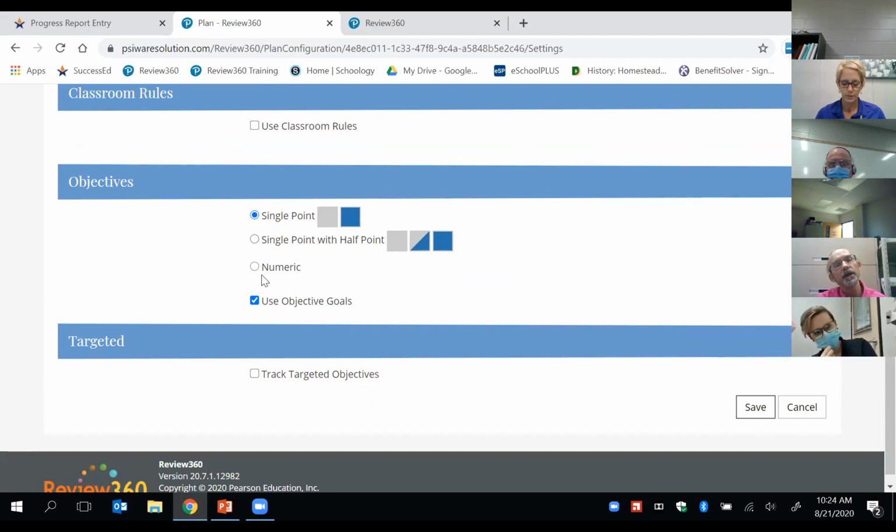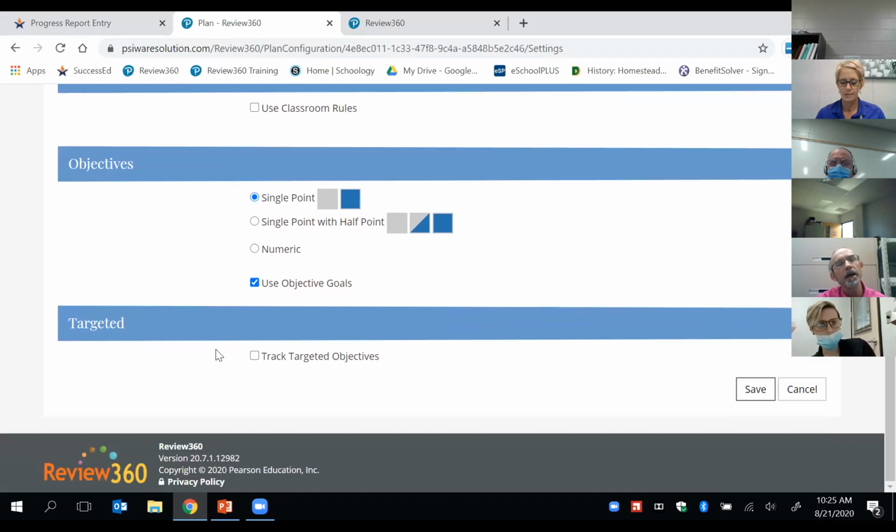If you needed to track things more than every 15 minutes, you would go in and change this to 4, and then you would be able to track the behaviors every 15 minutes. But again, for this demo purpose, we're only going to leave it at single point. And targeted objectives, in most cases, we leave that deselected as well. So go ahead and save.